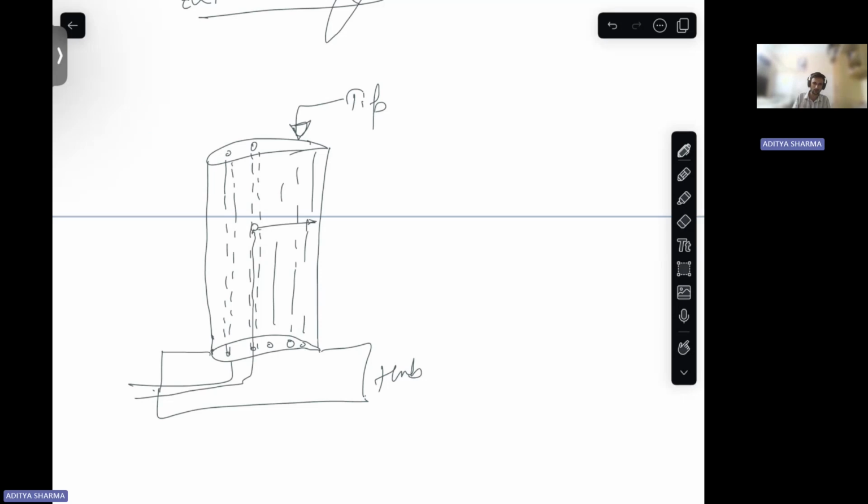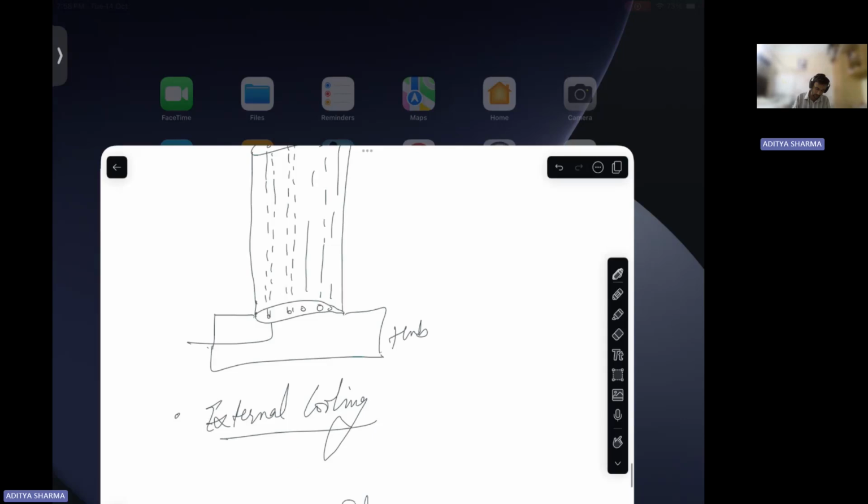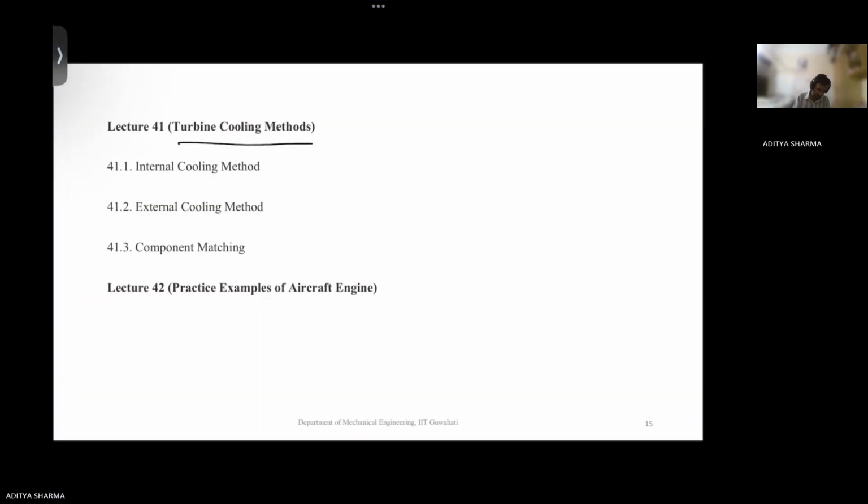So we have one question in it. So this is internal and external cooling. Then you have component matching. So what happens in component matching? So this basically is in off design conditions.